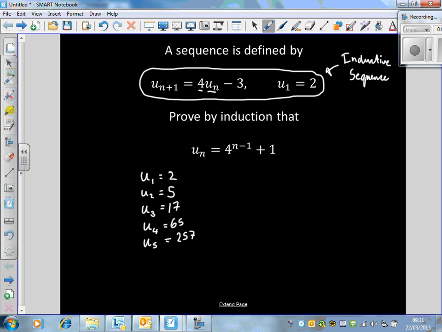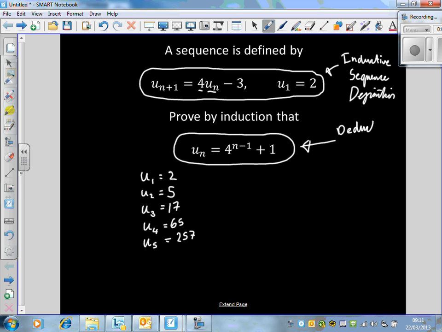What we're going to try and do is to prove the general term. Here we've got an inductive sequence, an inductive definition. What we've got here to prove is what we call a deductive definition. Sometimes we prefer the inductive definition, sometimes we prefer the deductive definition. This formula is going to give us a term based on what number term it is. So instead of having to work out all of the ones up to 99 and then work out u100 using the inductive one, we can just say it is 4 to the 99 minus 1, because n is 100. You probably won't be able to calculate that in your calculator because that is massive.